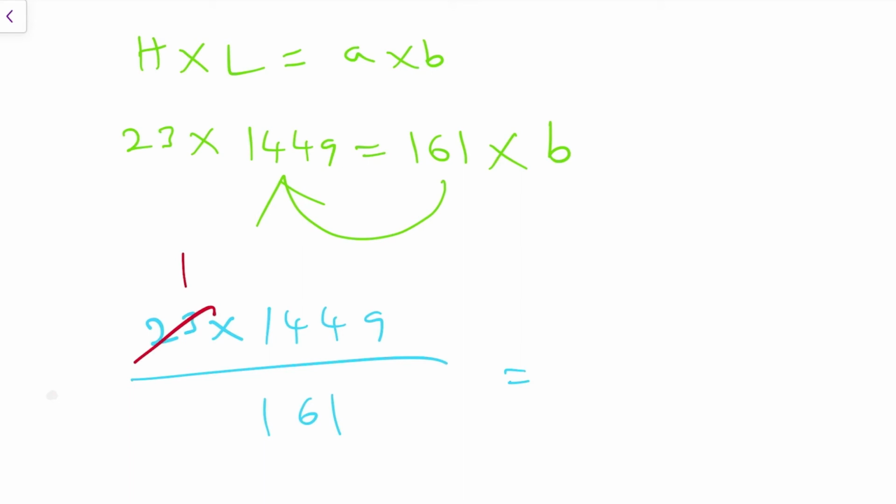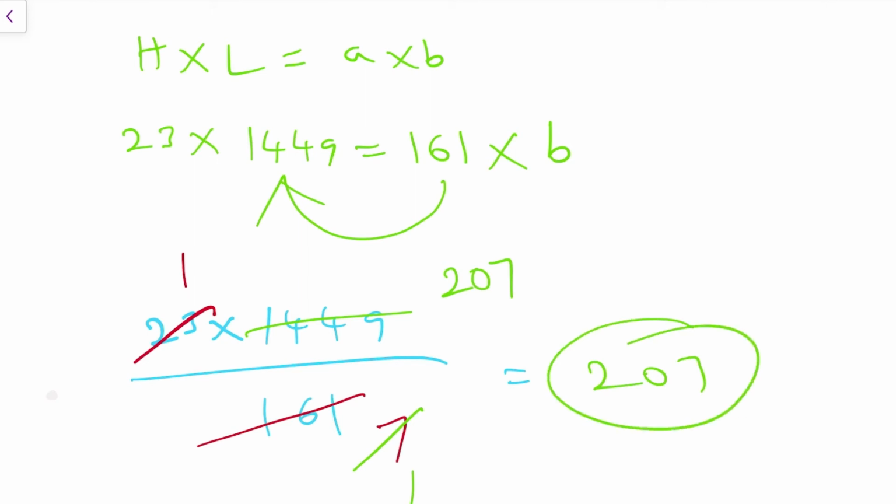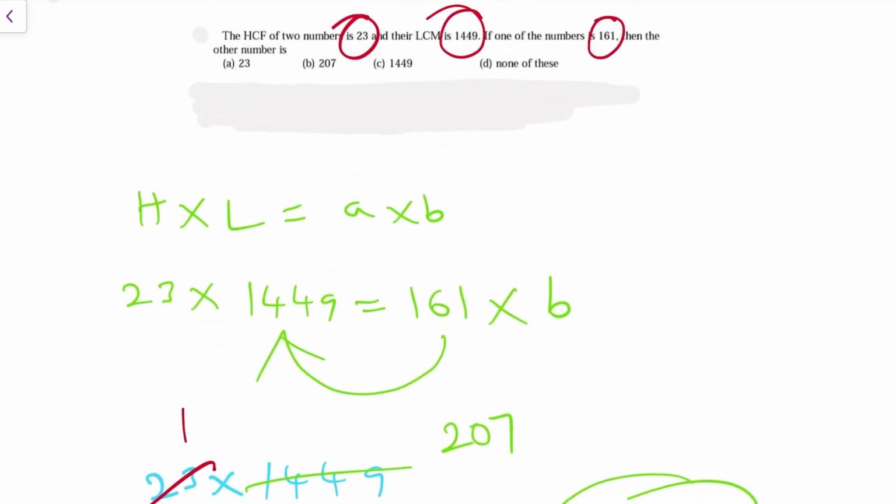23 ones are 23, 23 sevens are 161. Next, 7 ones are 7, 7 twos are 14, 7 sevens are 49. Taking two digits at a time, keep 0 inside. So it will be 207. So the second number is 207. That is option B.